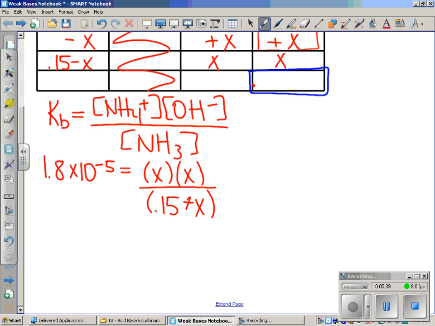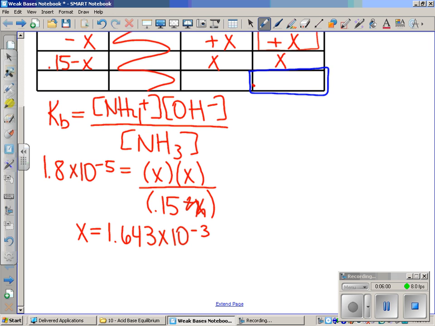And then we're going to make our lives easier because we can use the trick and get rid of where X is being added or subtracted to another number. We're going to cross multiply and then take the square root of both sides. And you end up with an X value of 1.643 times 10 to the negative third.